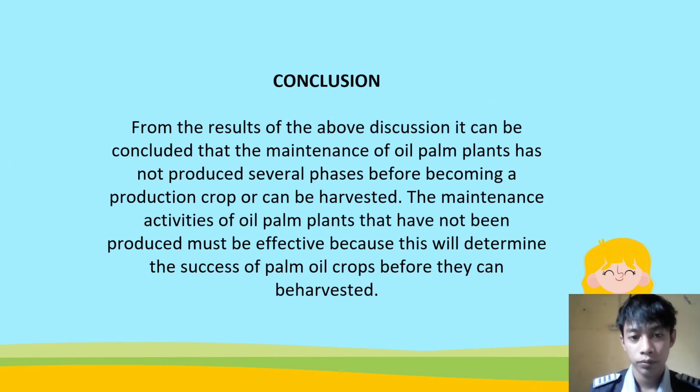Conclusion. From the result of the above discussion, it can be concluded that the maintenance of palm oil plants that cannot produce goes through several phases before becoming a production crop to be harvested. The mentioned activities for oil palm plants that have not been produced must be active because they will determine the success of palm oil crops before they can be harvested.